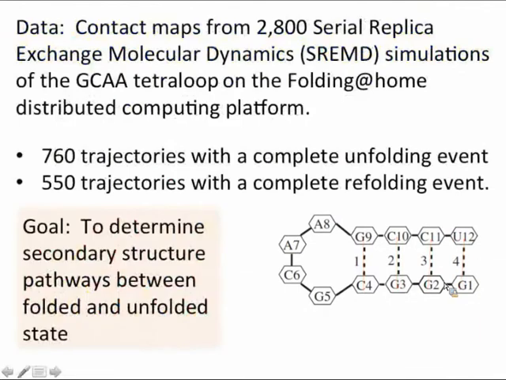So in this example here, basically the data was contact maps. That means they knew the contacts between the RNA bases right here. That was the data from a particular type of molecular dynamic simulation of this GCAA tetraloop. And they did use Folding@home.